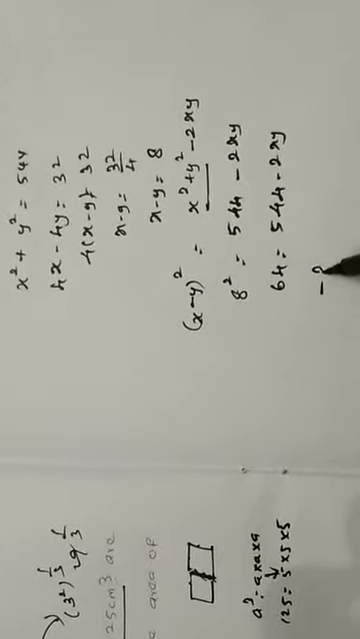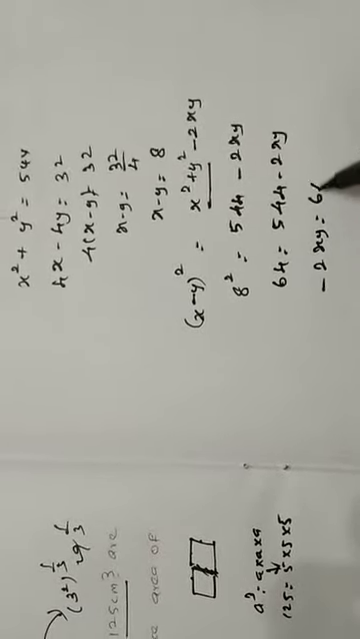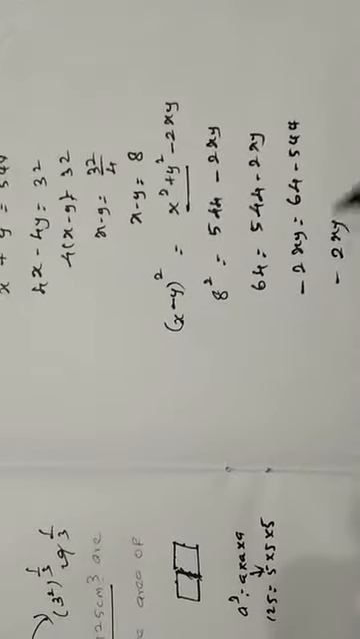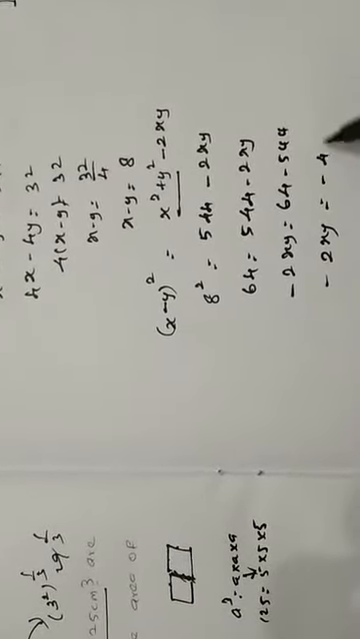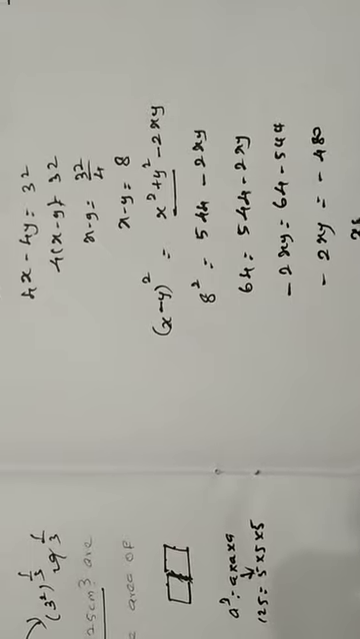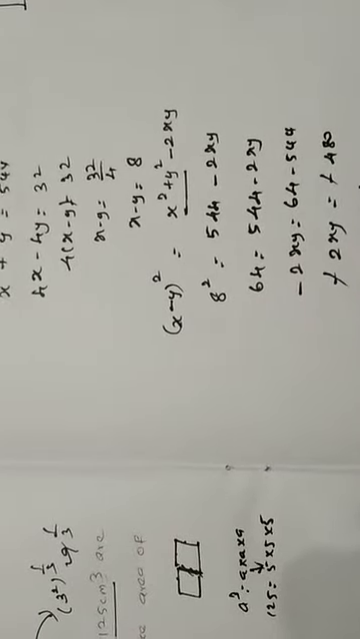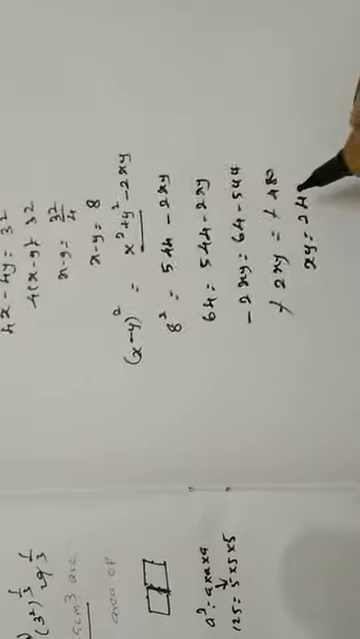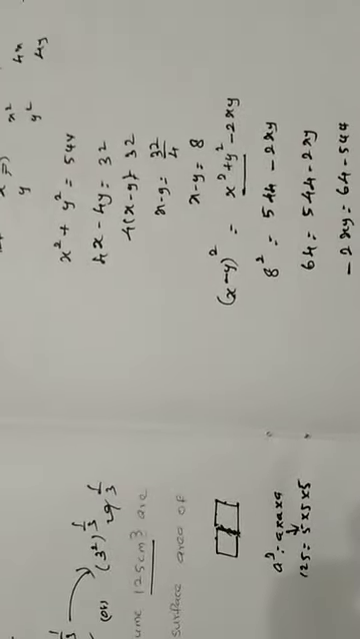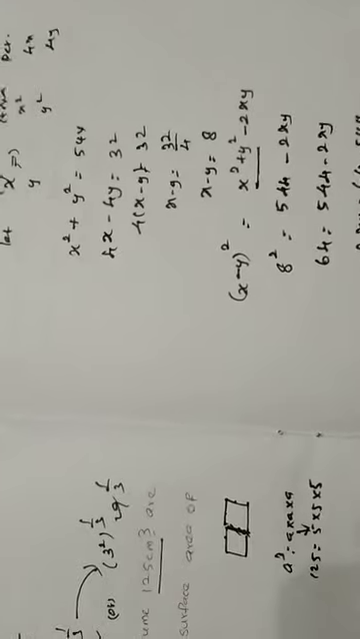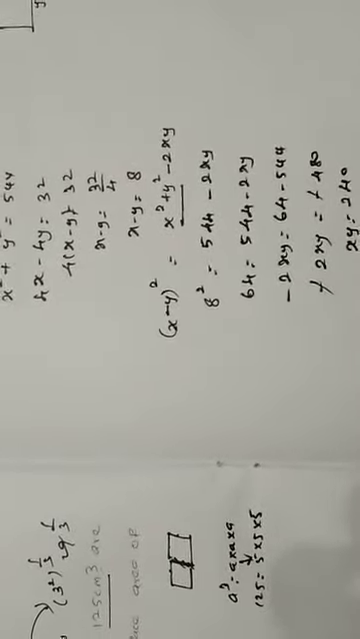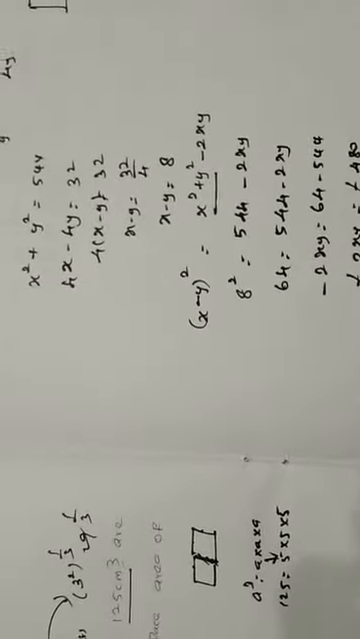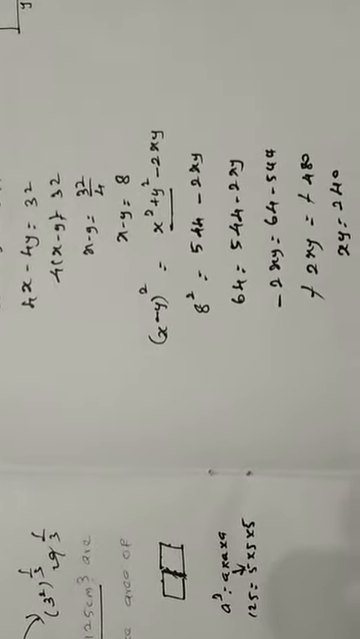So minus 2xy equals 64 minus 544, that is minus 2xy equals minus 480. After cancellation of minus 2 we get xy equal to 240. So we need to substitute into any one equation. Here I am going to substitute x equal to 240 divided by y.